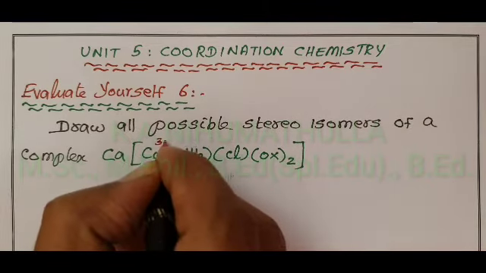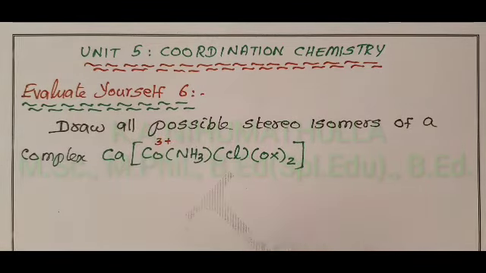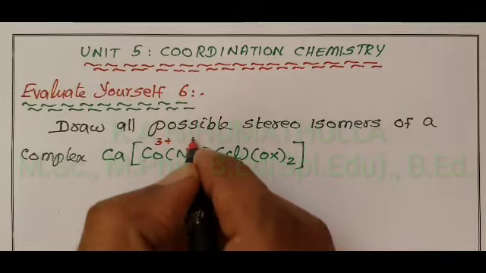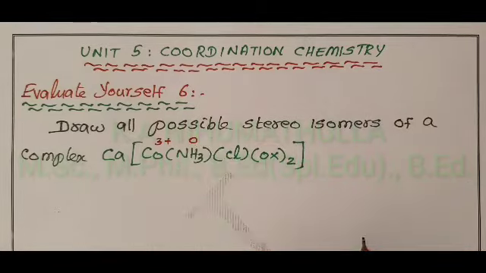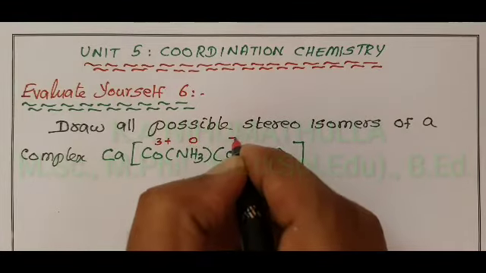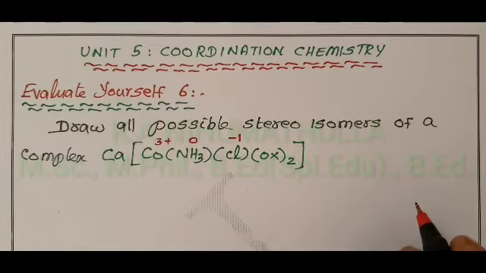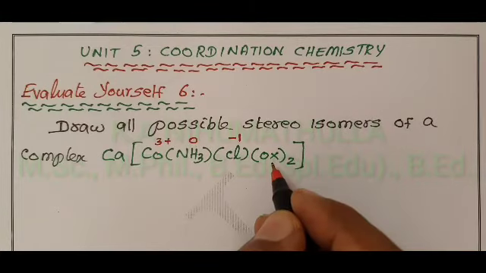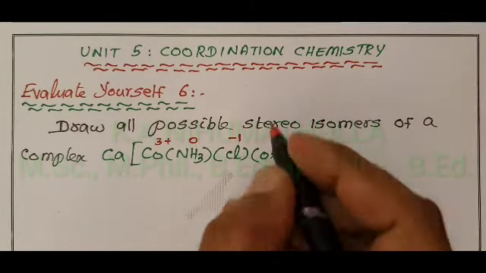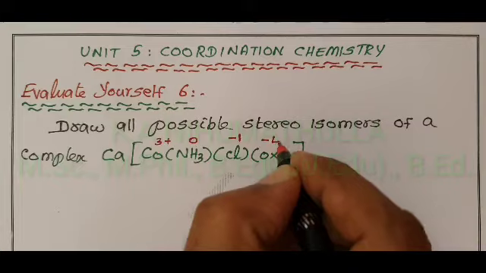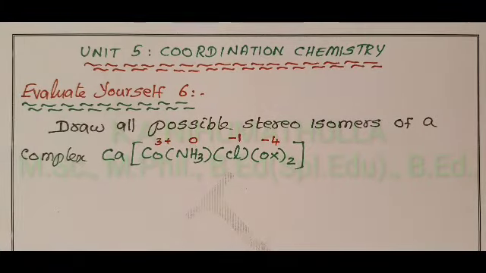It is a 3 plus ion, cobalt 3 plus ion. Amine is a neutral ligand, charge 0. Cl is a negative ligand, monodentate, therefore -1. One oxalato is 2 minus, two oxalato is 4 minus.